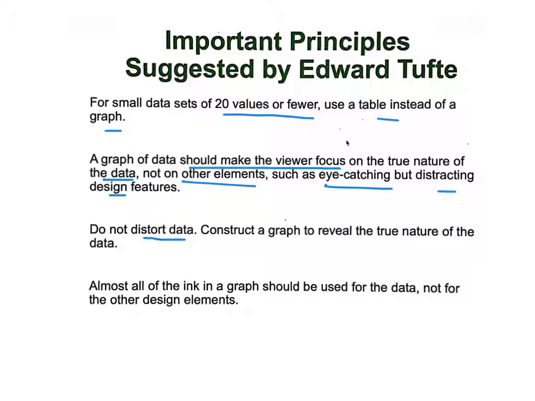This is a big one. Don't distort the data. Make sure your graph reveals the true nature of it, and that's where people trying to sell stuff will do whatever they can, so you've got to be careful. And almost all the ink in a graph should be used for the data, not to make it look beautiful. You're not trying to impress anybody, just trying to have a good representation of what the data looks like. So quite a bit of stuff in there.